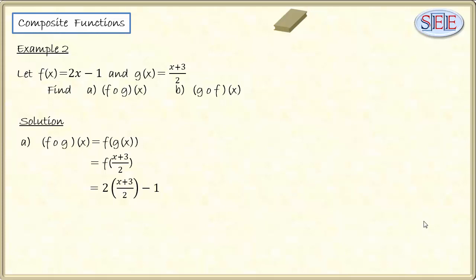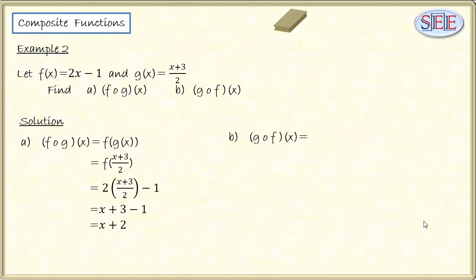So I continue. You can now see that the 2 outside the bracket will cancel with the 2 at the denominator level. So I'm going to have x plus 3 minus 1. And this x plus 3 minus 1 simply is the same thing as x plus 2. Therefore, the composite function f of g of x is nothing but x plus 2.